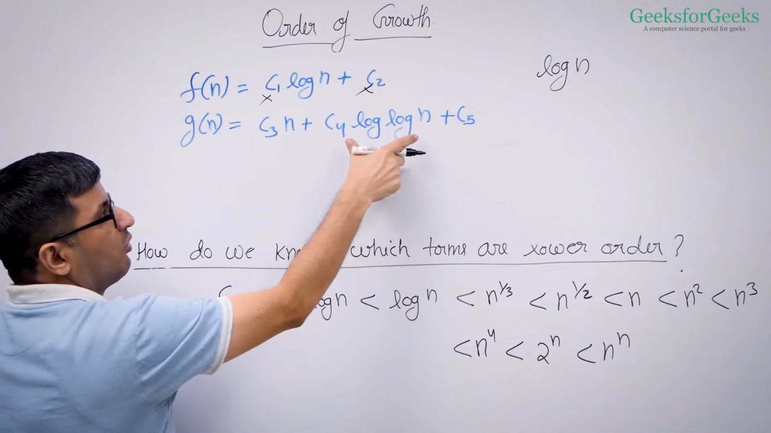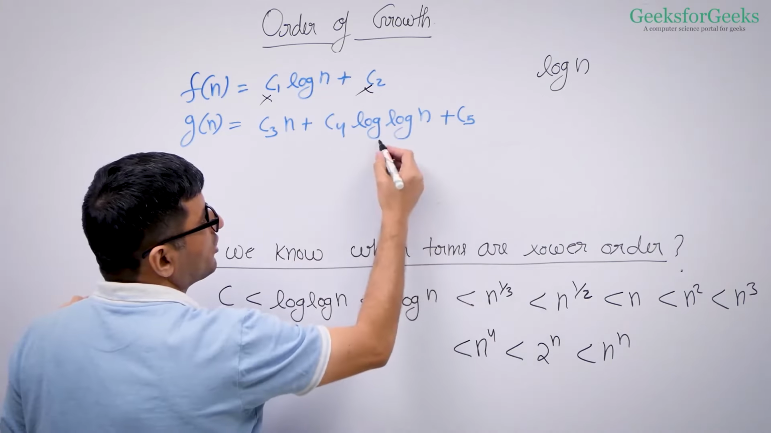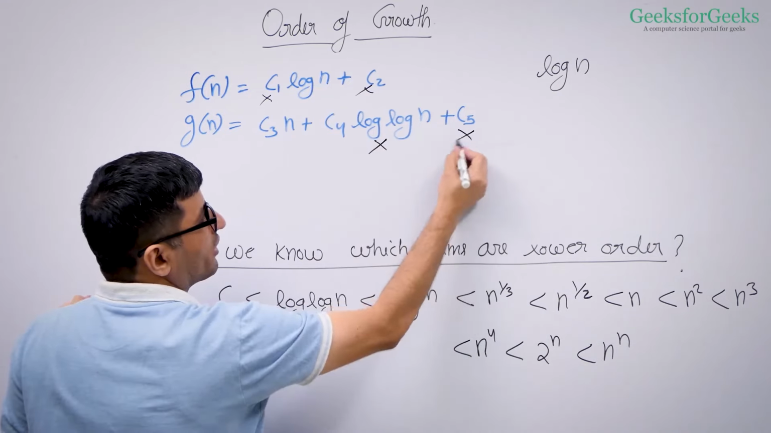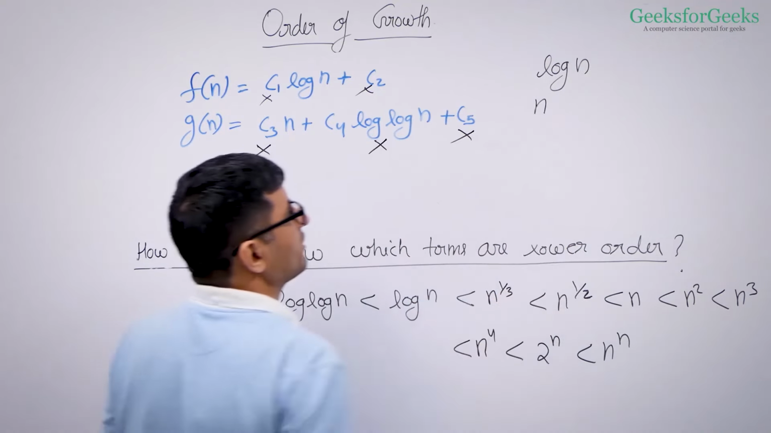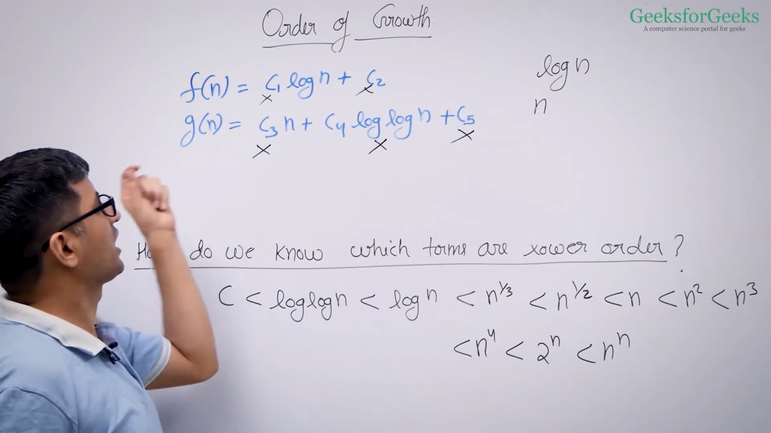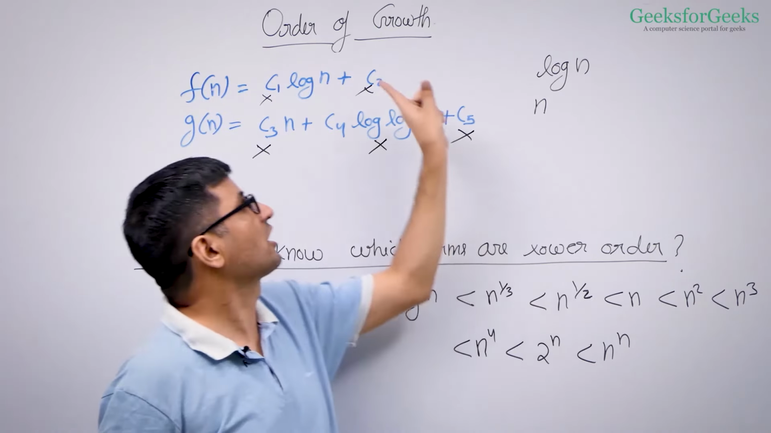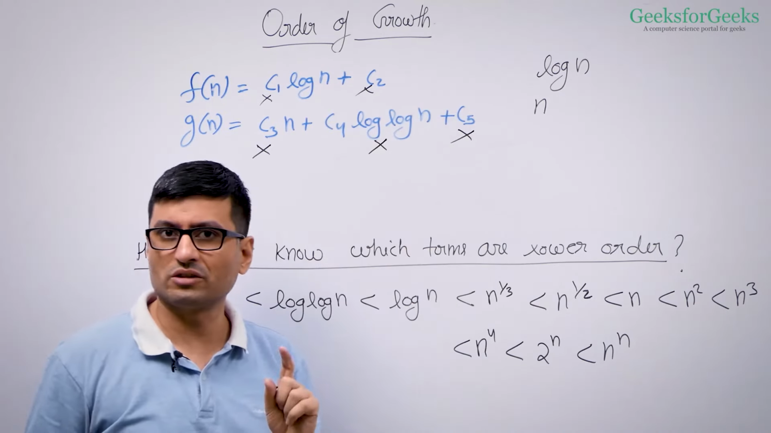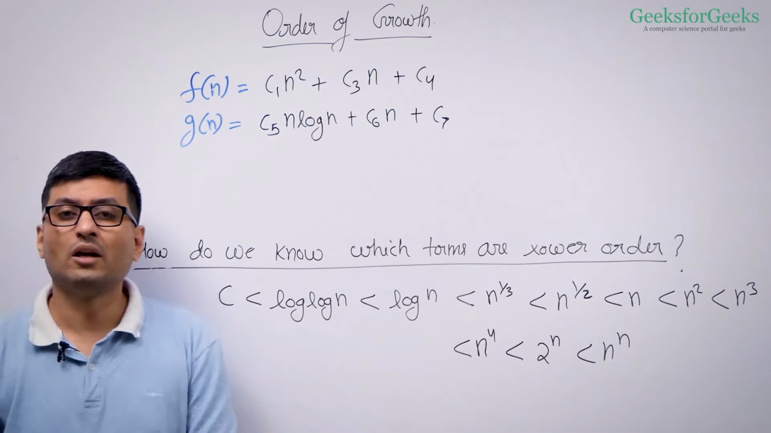Which one is lower order term here? This one, because this comes before n. So you can ignore it, and you can ignore the leading constant. So the order of growth of this function is n. Now, which algorithm is better? This algorithm or this algorithm? This algorithm is definitely better because its order of growth is less. It grows logarithmically.